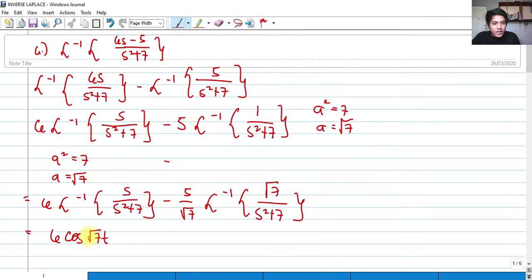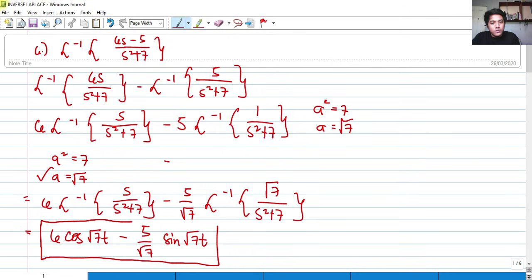Remember that this is cosine at and the value of a is square root of 7, since this given value is already a squared. Minus 5 over square root of 7. Okay, this is again sine of square root 7t. Okay, this whole term. So that's it. That must be our answer for this given example. Okay, so let's try another one.